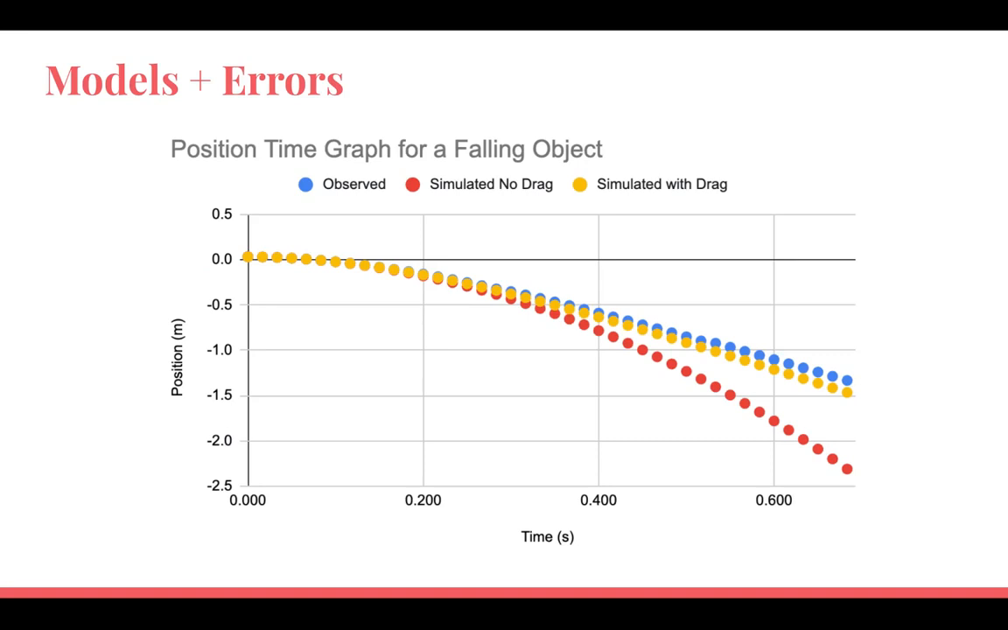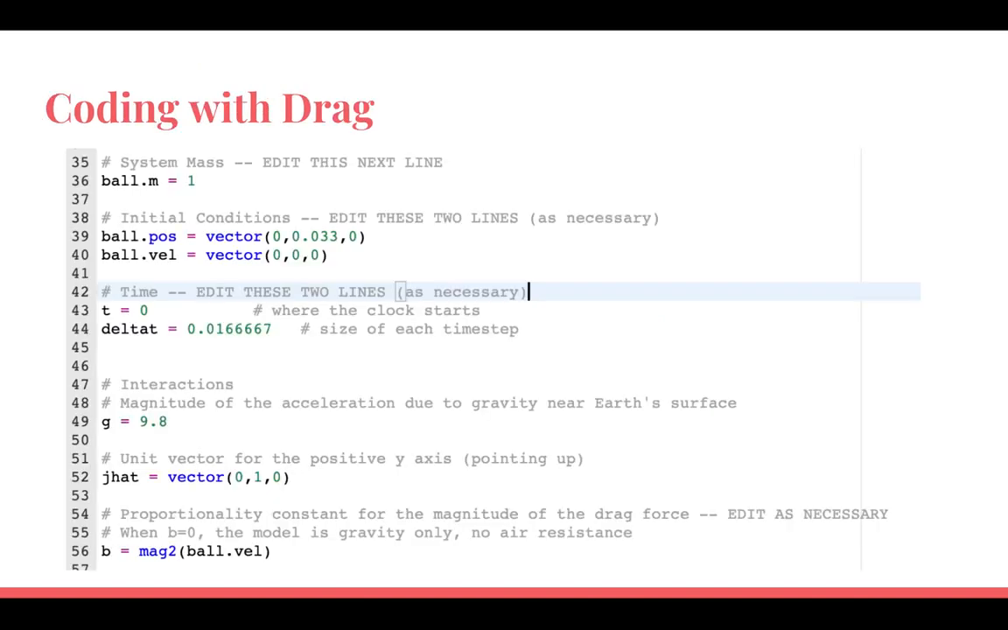As can be seen, the yellow and blue dots seem to be more in line, suggesting that the drag model was a more accurate representation of the experiment. There is still a slight discrepancy, which could have been due to the camera angle off-putting the axis or other environmental factors. The coding for the drag remains mainly the same, except the proportionality constant is changed to the square of the ball's speed, which accounts for the drag.